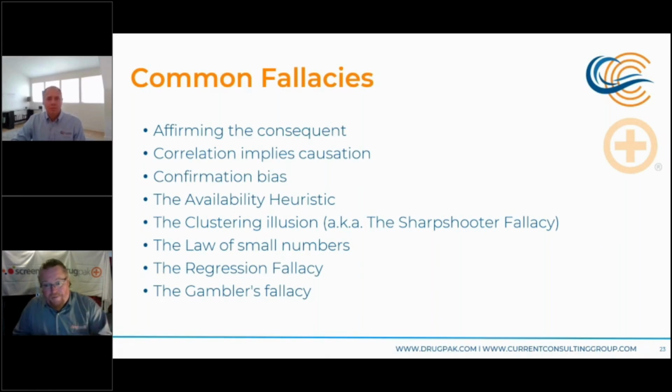And Rick has a great story of the regression fallacy. Yeah, this one was, thank you, David.